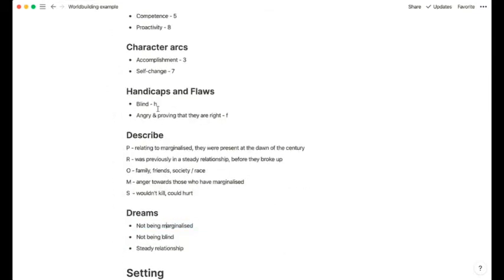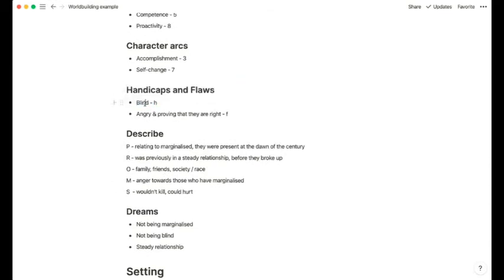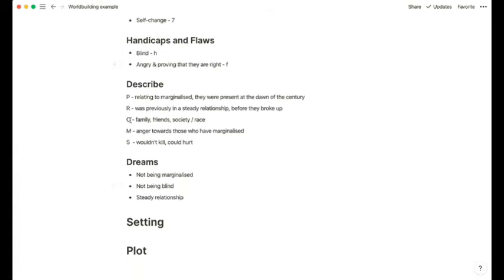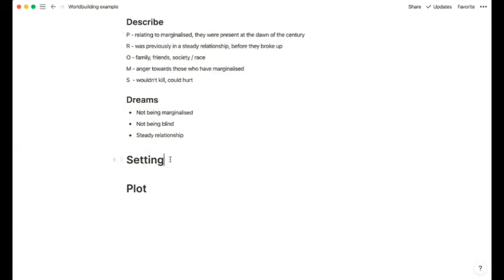Not being blind, well, that's obvious because it's a handicap, and you can fulfill this in some way. So, for example, maybe this character will have to choose between continuing to be blind or saving a family member, and if they choose blindness, that could put their family member in a worse situation, and then they could later come to regret that. And so that's just part of the story, and a steady relationship is back there.